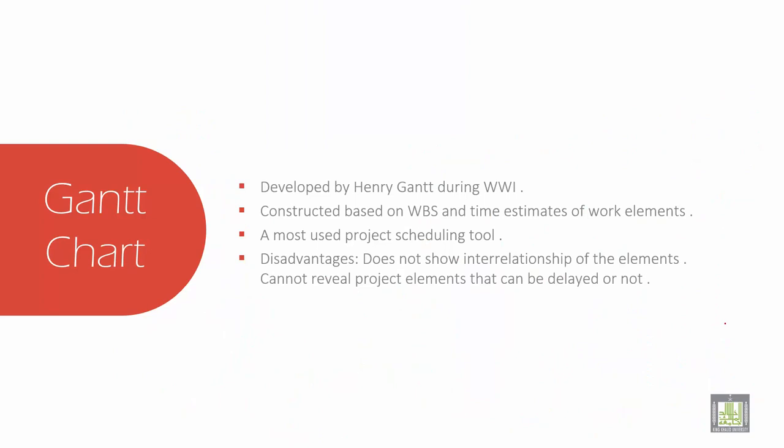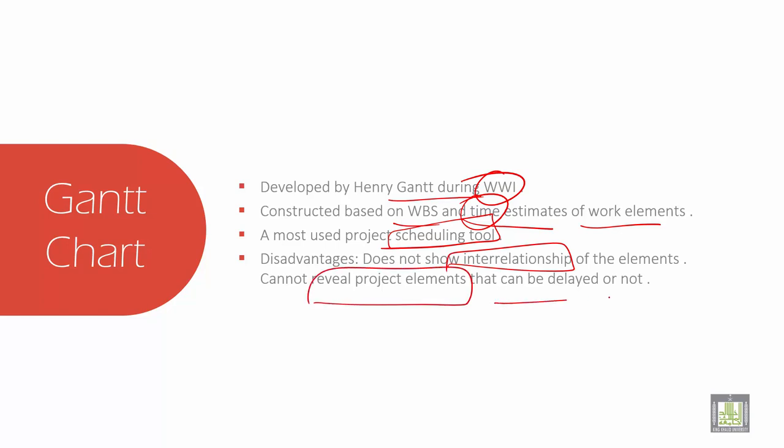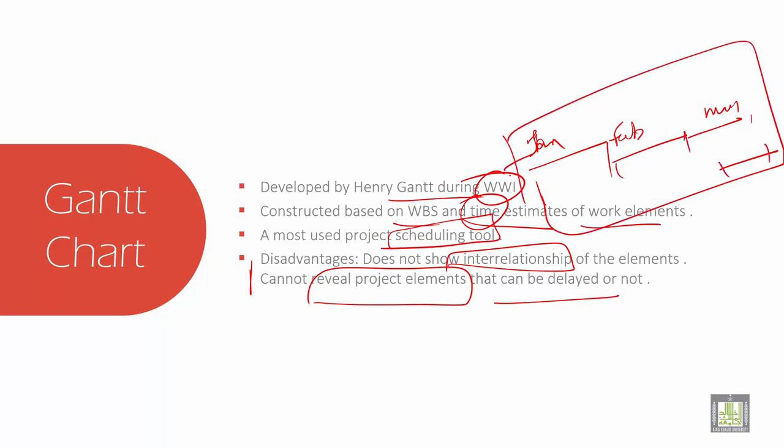So first we'll see the Gantt chart. It was developed by Henry during the First World War. It is constructed based on the work breakdown structure, mainly the time schedules of the work elements, and it is most used as a project scheduling tool. The main disadvantage is that it does not show the interrelationships, and it cannot reveal the project elements that can be delayed. For example, it shows January, February, March, April. So it shows the time duration in the chart, and the activities, how it is done.